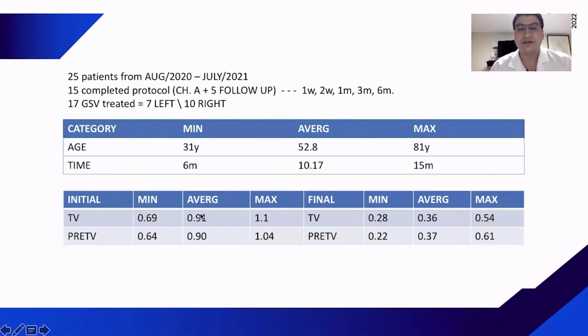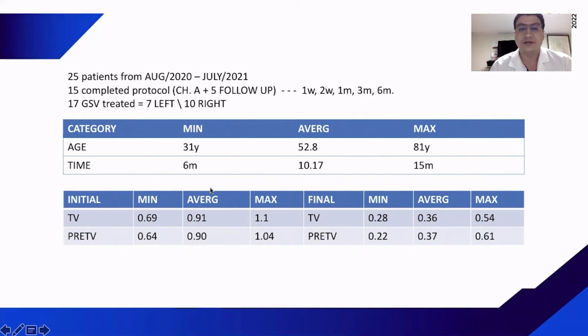25 patients were treated from August 2020 to July 2021. 15 of them completed the protocol, which is chemical ablation the first day and 5 follow-ups. The first one at 1 week, then at 2 weeks, at 1 month, at 3 months, and at 6 months.